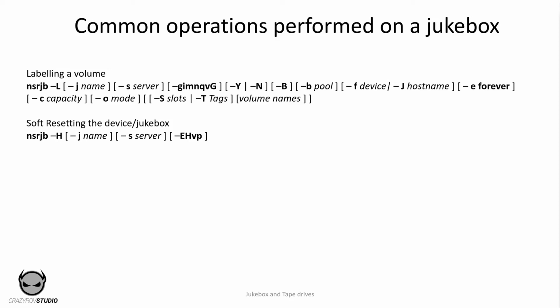There are a few more operations that can be done on the jukebox from NetWorker, for example depositing tapes from IO slots into the data slots, or withdrawing tapes from the data slots into the IO slots. For all these additional commands, you can go ahead and check the command reference guide.